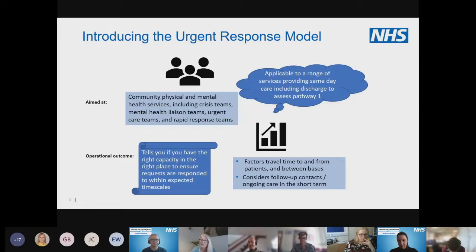The model will tell you if you have the right capacity in the right place to ensure that requests for help can be responded to within the locally expected timescales. What it does, which is different to other demand and capacity models, is factor in all of those things that are nuanced to the community, which is travelling to and from patients' houses and between bases. It will also consider the follow-up care of patients within an urgent caseload for around a week, so a short-term follow-up. It will consider the capacity required for that as well.